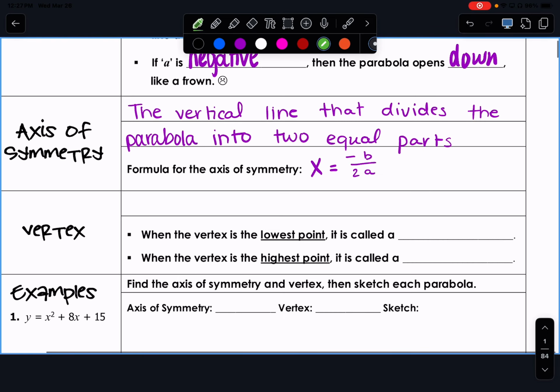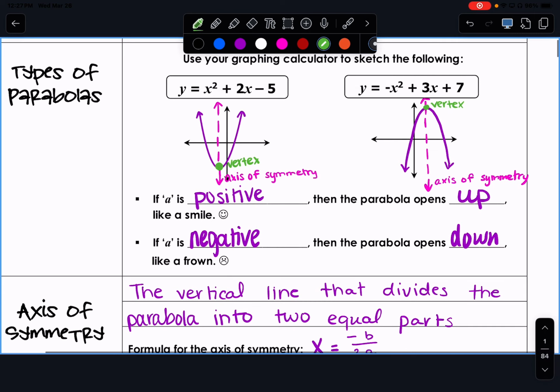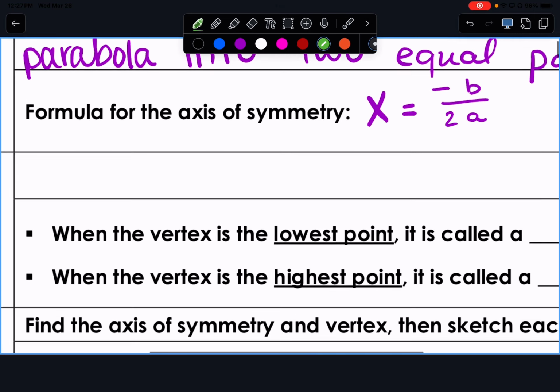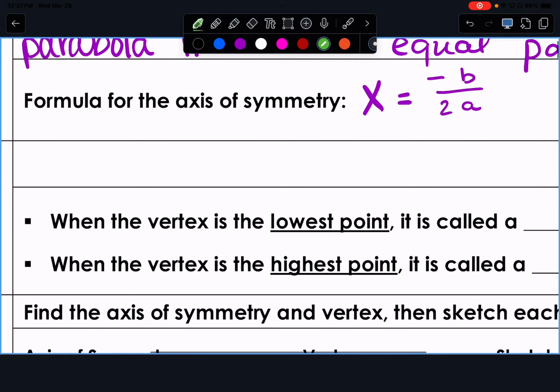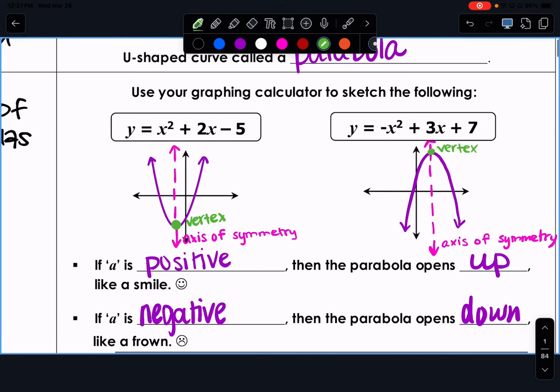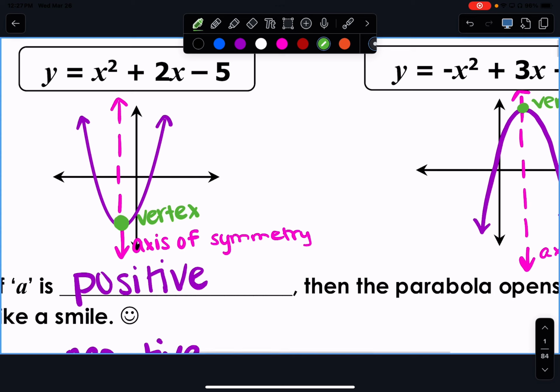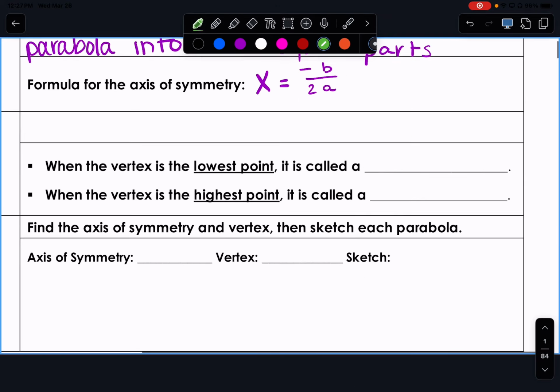So, with a vertex, okay, the vertex represents a couple different things. But one way we can think about it is the place in the graph where our graph turns or changes direction. So am I increasing or decreasing right here? Decreasing. When I hit the vertex, I switch to increasing. It switches and goes the other direction. So it is a turning point. The vertex is a turning point in the graph.